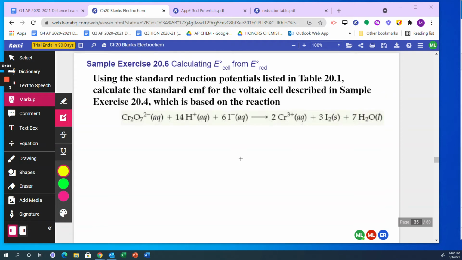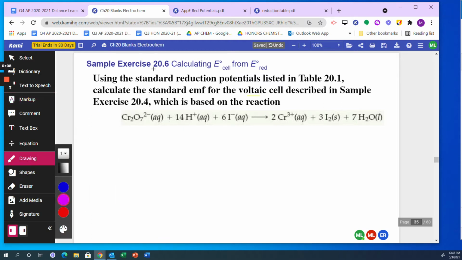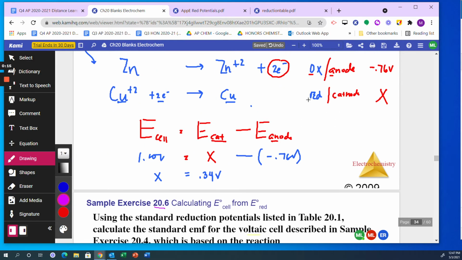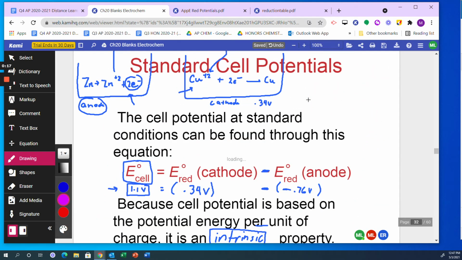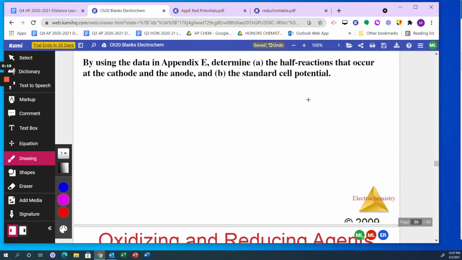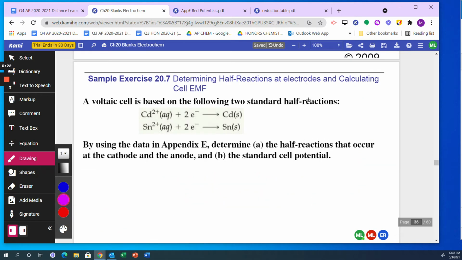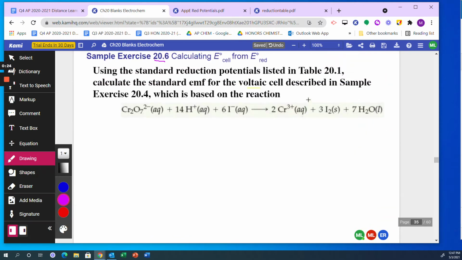Let's practice calculating the standard electromotive force, which is the voltage of a reaction. So this is sample exercise 20.6. Using the standard reduction potentials listed in table 20.1, I believe this is 20.1 here. Okay, it says find the voltage. Okay, so we're gonna look at this Cr2O7.